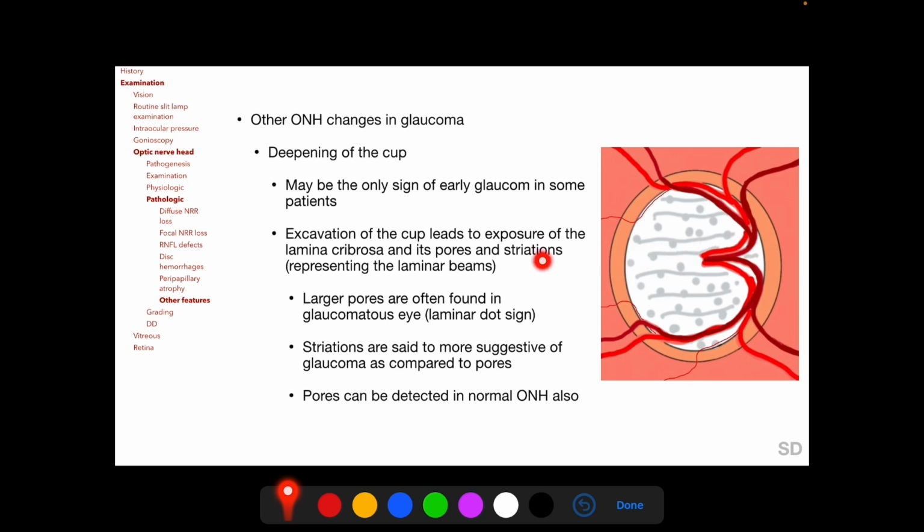The striations represent the laminar beams and the pores lie between the laminar beams. Larger pores are often found in glaucomatous eyes and this is called the laminar dot sign, but striations are said to be more suggestive of glaucoma as compared to the pores.